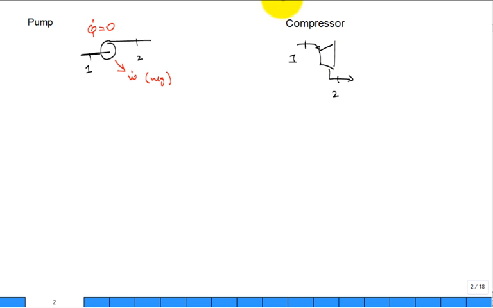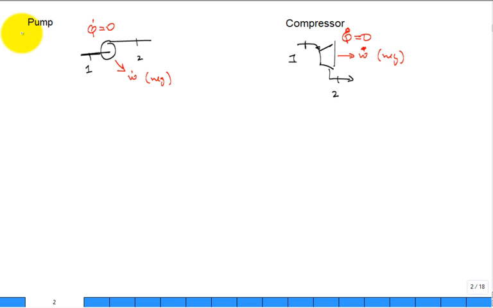And the same thing for a compressor. Typically, it's not a lot of heat transfer, so we neglect the amount of heat transfer. And then we have not W dot out of the compressor, but it's into, so we know that this is going to be negative. All right.